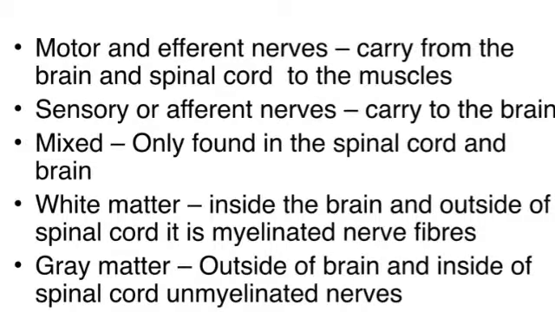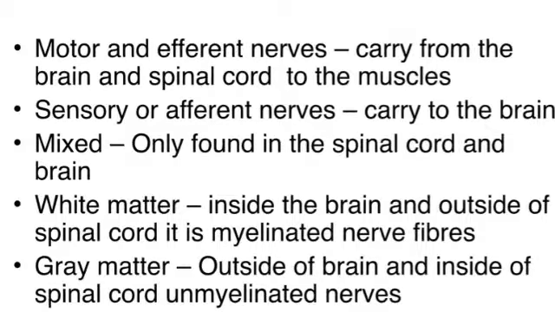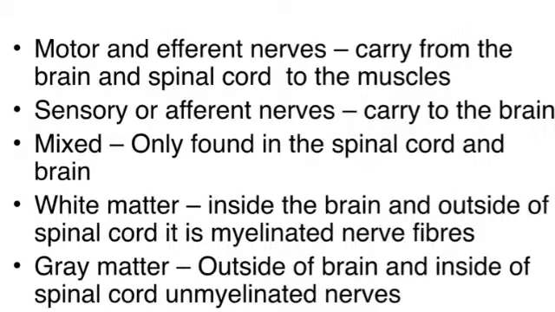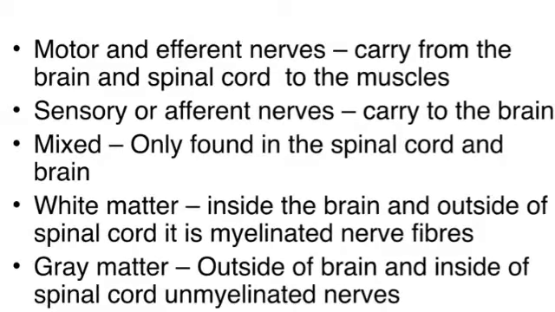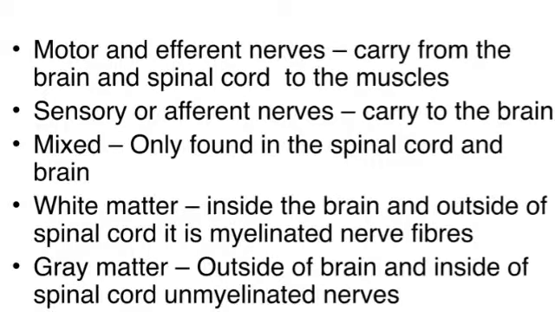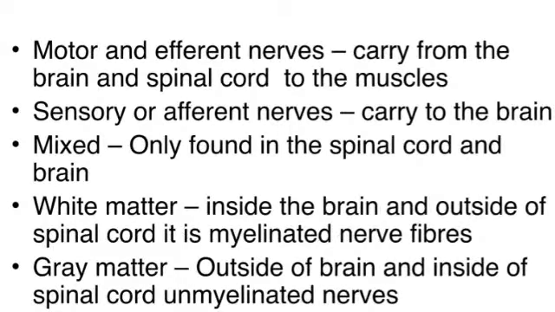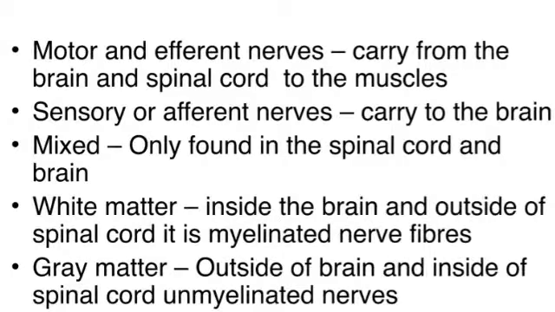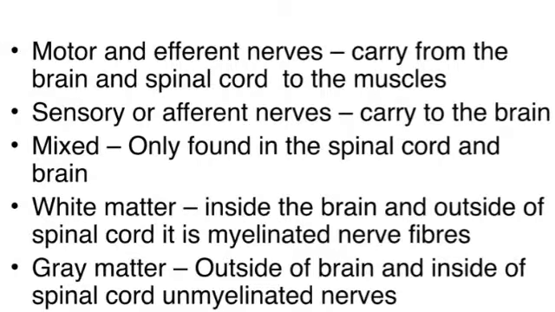You have the motor or efferent nerves, and these carry impulses from the brain or the spinal cord to muscles or glands. They then act on information or instruction, producing movement or secretion. You have your sensory or afferent nerves, and they carry impulses from all parts of the body to the brain. Then you have your mixed nerves, which carry both motor and sensory nerve fibres.